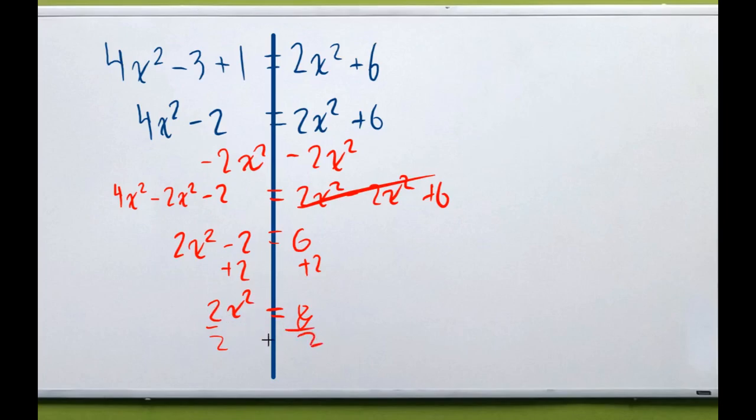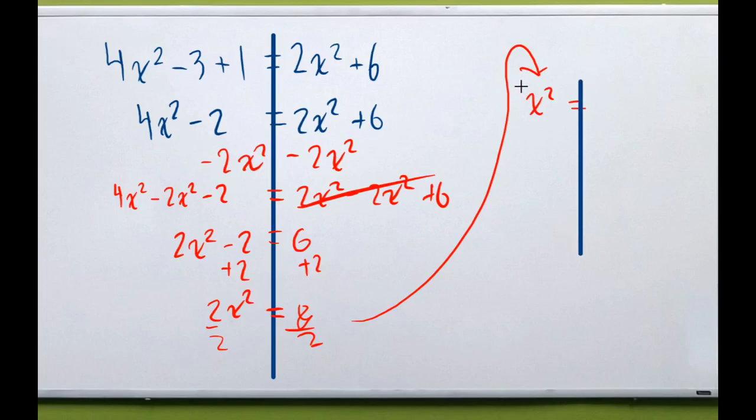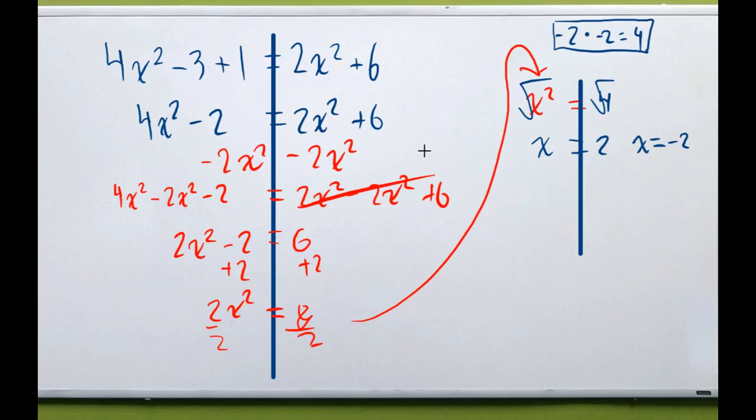Opposite of a multiplication is division. So that means we have 2x squared divided by 2, which is just x squared. And that's equal to 8 divided by 2, which is 4. Now we take our square root, and that leaves us with x is equal to positive 2, and x is equal to negative 2. Reason being, negative 2 times negative 2 is equal to positive 4. Cool.